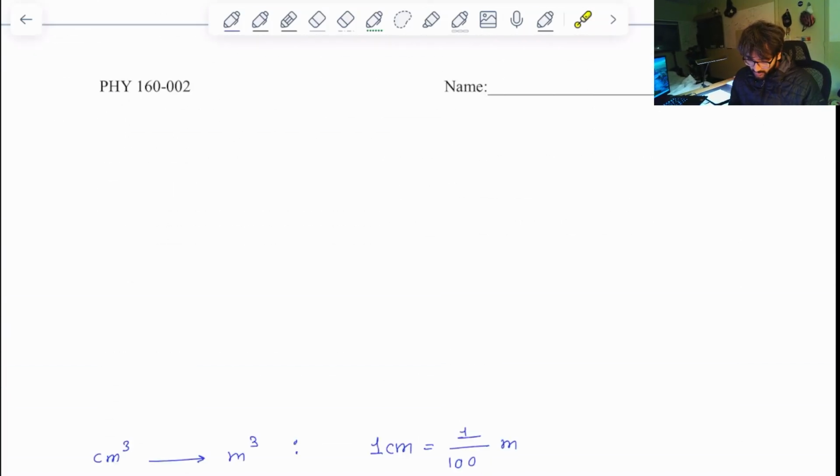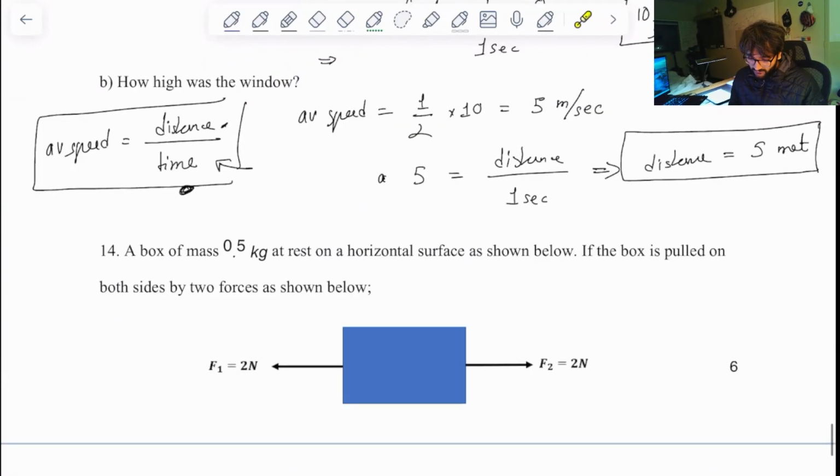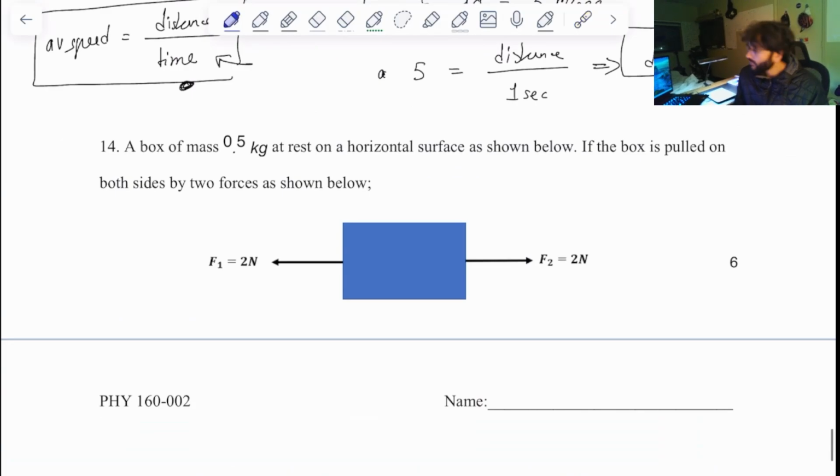How many more? Alright, last one. Question 14.